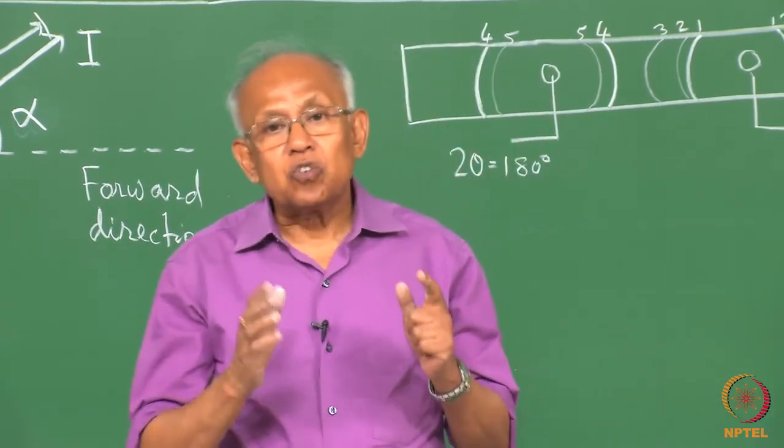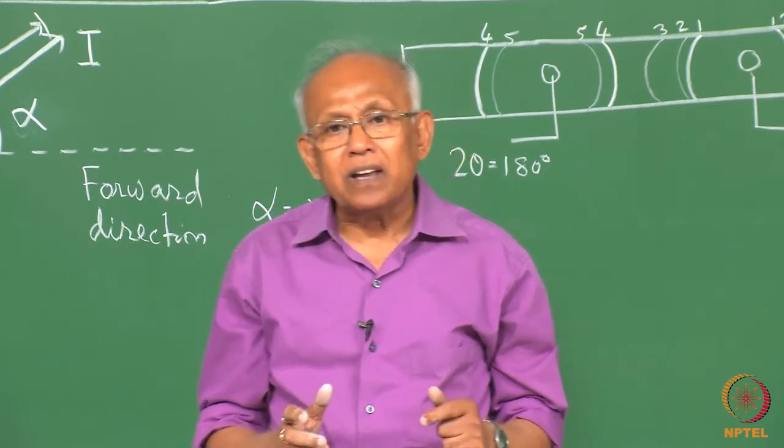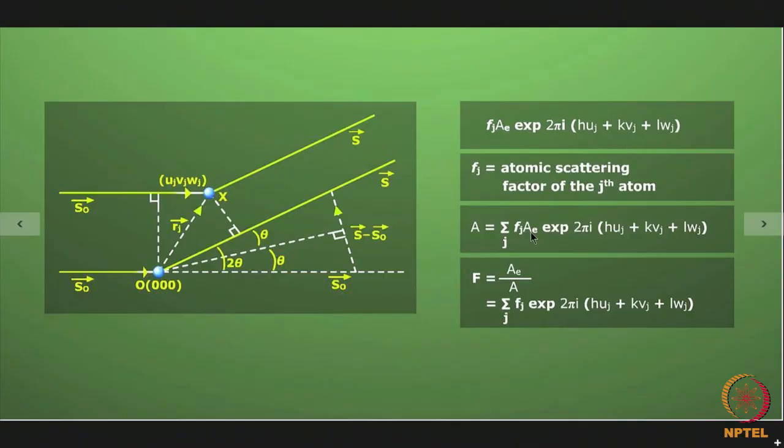Now, what will be the total amplitude scattered by all the atoms in the unit cell? Knowing the amplitude scattered by the jth atom, we can easily find the total amplitude scattered by all the atoms in the unit cell simply by taking a summation of this quantity over all the j atoms. So, what will be the crystal structure factor F for the unit cell? Now, here is a mistake, it is written in the reverse way. So, the crystal structure factor will be the amplitude scattered by all the atoms in the unit cell divided by the amplitude scattered by a single electron.